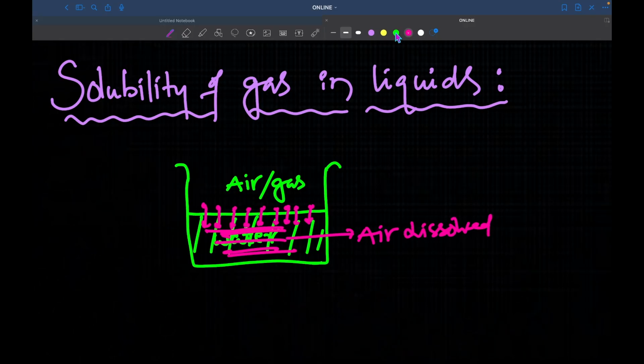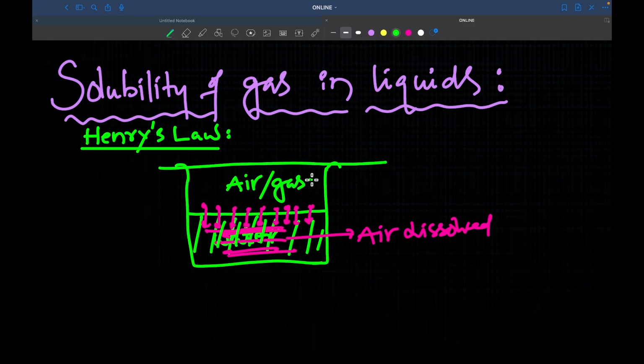Whatever air is dissolved is explained by a law called Henry's law. Very important, Henry's law. The amount of the gas dissolved in a liquid is directly proportional to the pressure of this gas. So it will be directly proportional to the pressure of the gas.